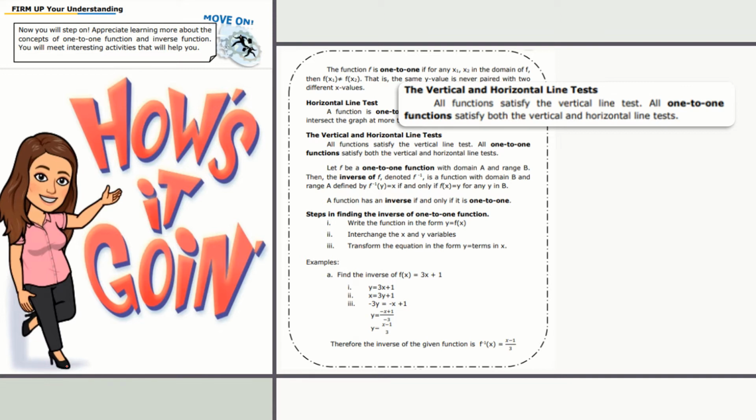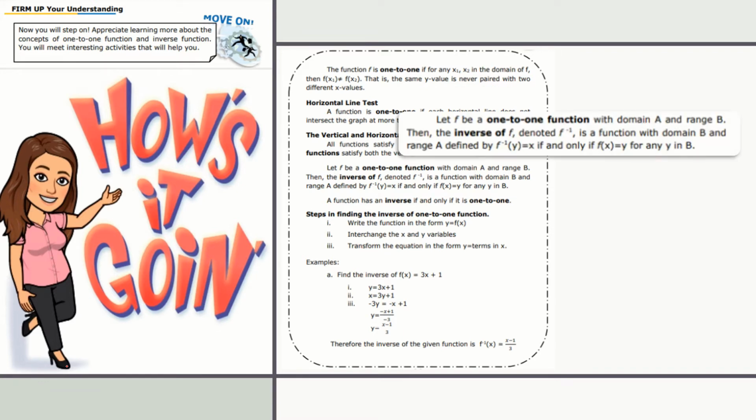Again, the vertical line test is to check if it's a function, and the horizontal line test is to check if it's 1-to-1. If it passes both, then it is a 1-to-1 function. Why is that important? That is important because if we let f be a 1-to-1 function with domain A and range B, the inverse of the function f, denoted by f with the -1 raised as an exponent but read as f inverse of something, is a function with domain B and range A.